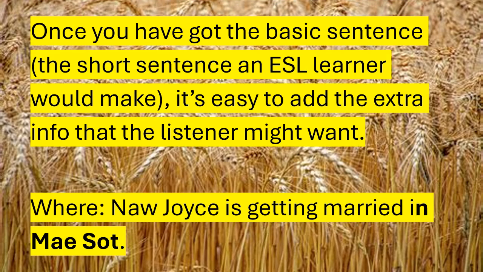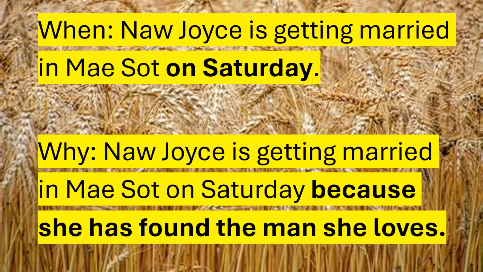Once you have got the basic sentence, the short sentence an ESL learner would make, it's easy to add the extra info that the listener might want. So where? Norah Joyce is getting married. Where? In Mesot. When? Norah Joyce is getting married in Mesot on Saturday. Why? Norah Joyce is getting married in Mesot on Saturday because she has found the man she loves.